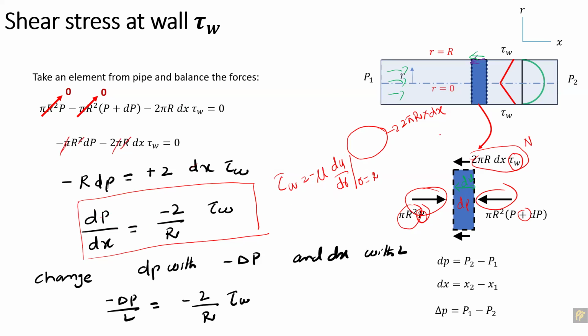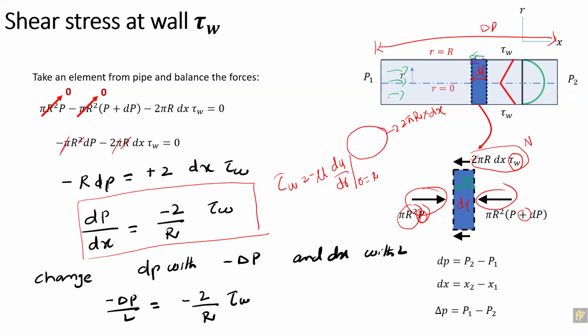And then for the whole pipe, this delta x will be the length, and dP will be the delta P across this strip here. For the whole pipe, this will be delta P.